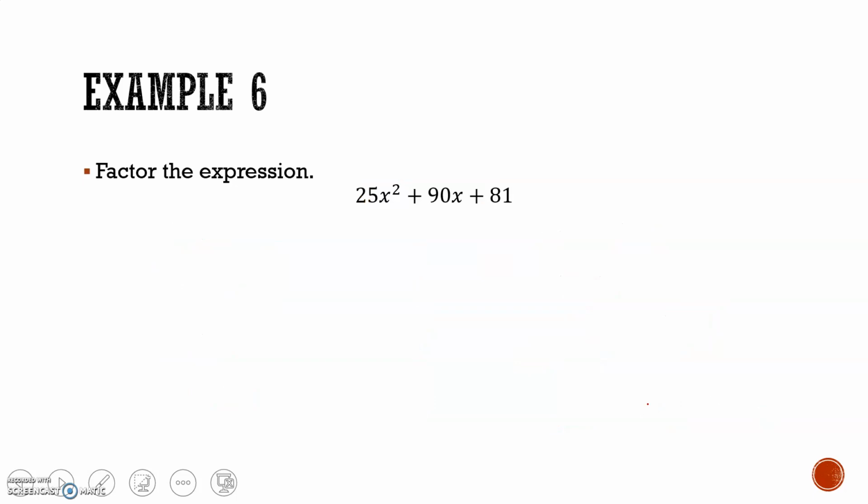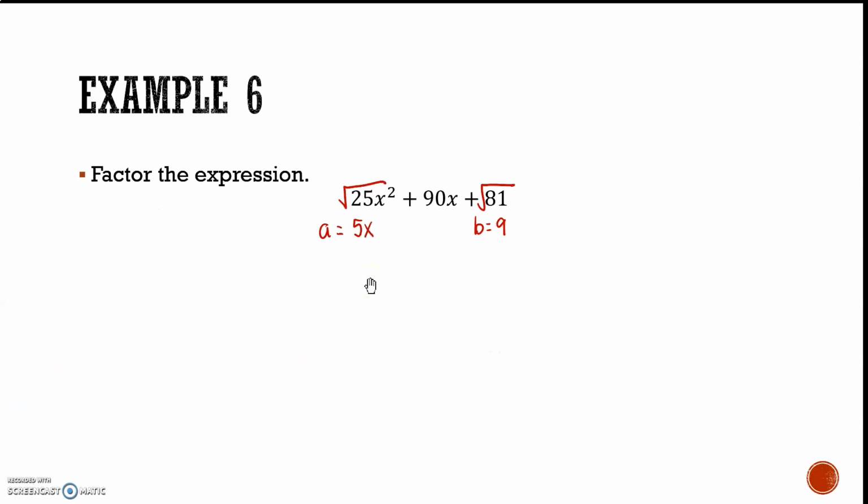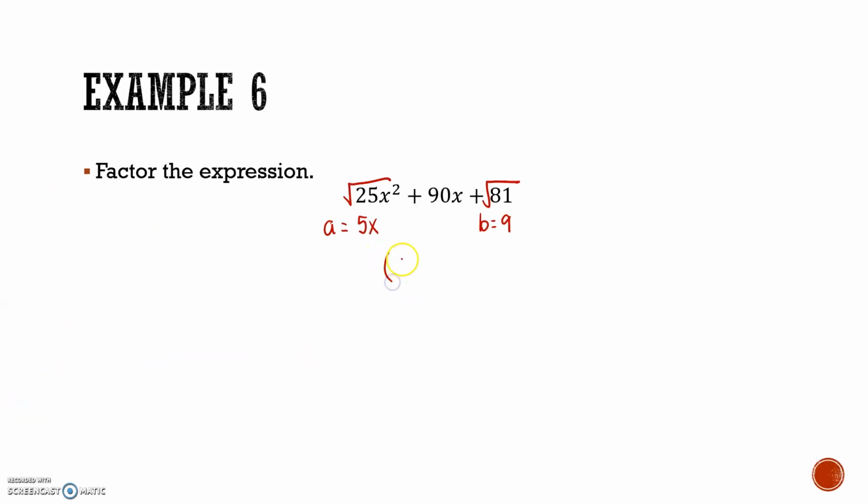So I'm looking at this, I'm like 25, 81. Those are special cases. This would give me a equals 5x. This would give me b equals 9. And if I do 2 times 5, I get 10, times 9 is 90, 90x, so that works. So I'm going to take a, this sign, and b, quantity squared. And that's going to take me a lot less time.